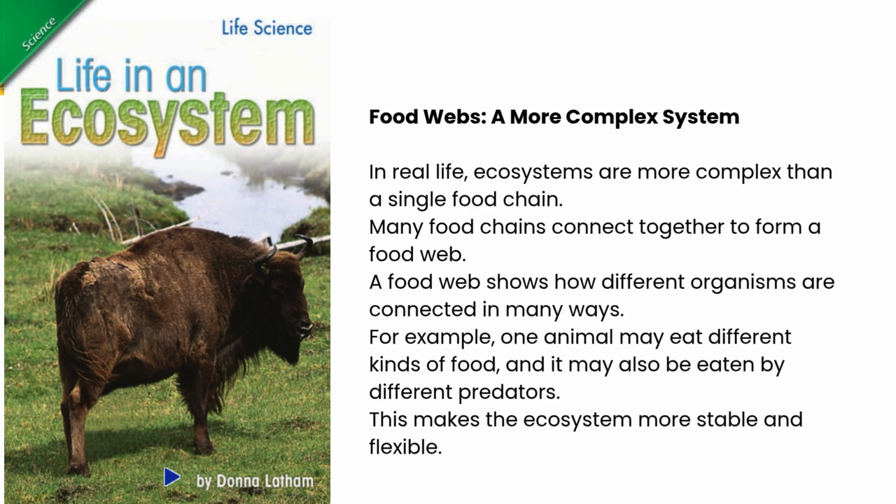In real life, ecosystems are more complex than a single food chain. Many food chains connect together to form a food web. A food web shows how different organisms are connected in many ways. For example, one animal may eat different kinds of food, and it may also be eaten by different predators. This makes the ecosystem more stable and flexible.